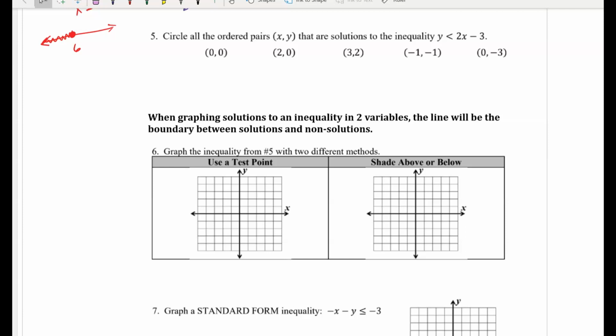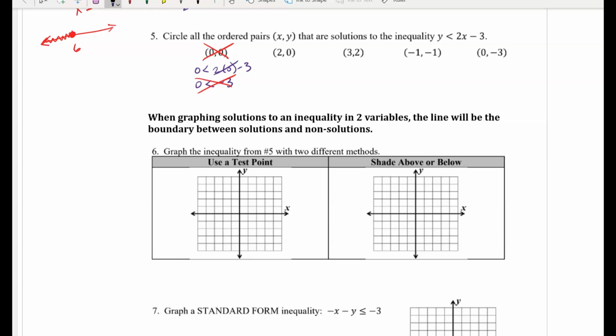So when we substitute 0 for x and 0 for y, we get 0 is less than 2 times 0 minus 3. 2 times 0 is just 0, so 0 is less than negative 3. That's a false statement because 0 is greater than negative 3, which means that this is not a solution to our inequality. Let's try another.